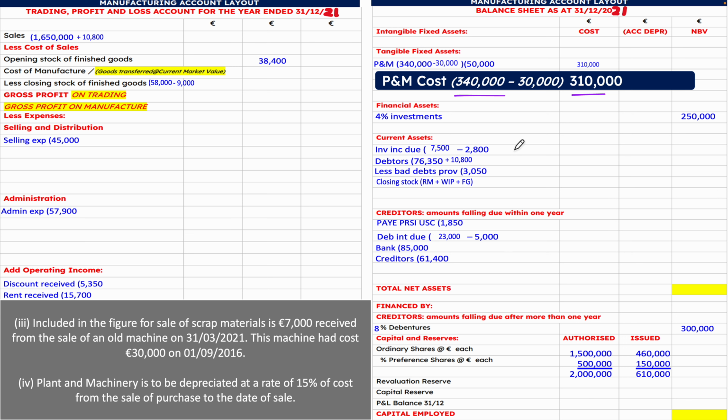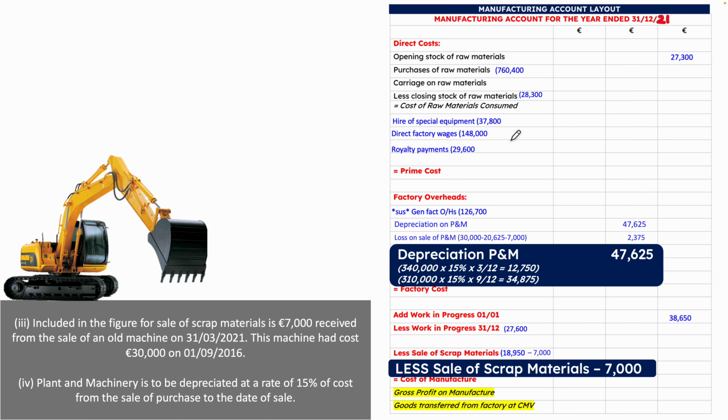So we can now do the depreciation charge for the year, okay? And we can see that we had 340 worth of goods for 3 months of the year because we traded this in on the 31st of the 3rd, okay? So 340 by the 15% that we were told in the next adjustment by 3 over 12, and that is 12,750. Then we have the 310 by 15% by 9 over 12, and that is 34,875. And when we add those two together, we get 47,625 euro.